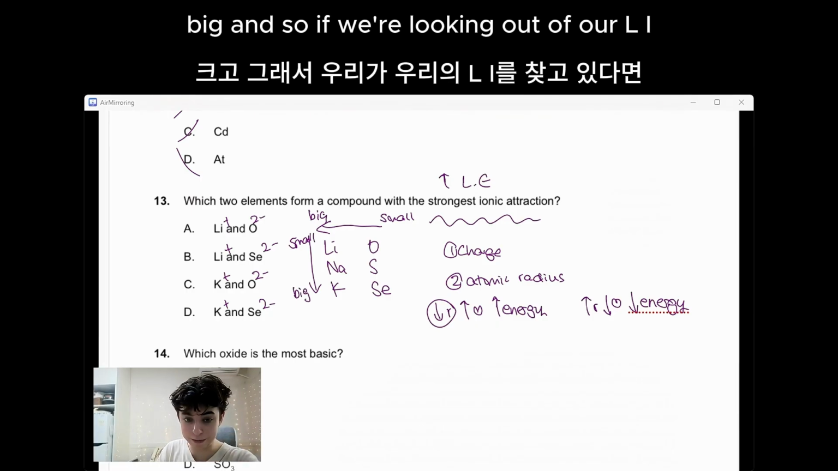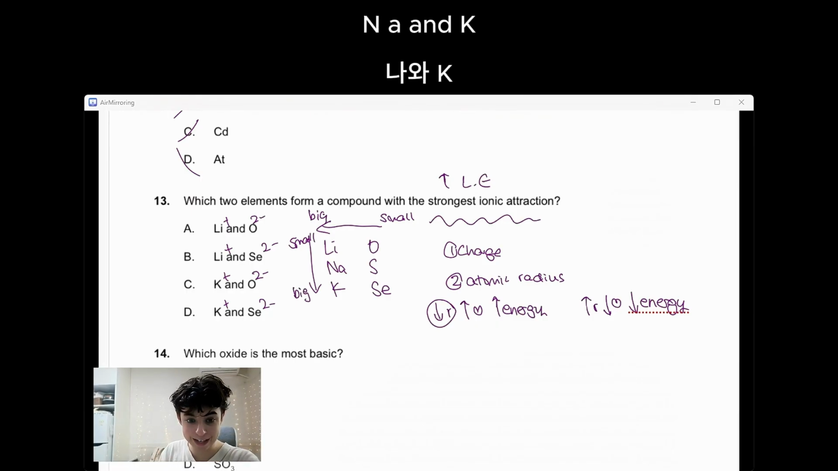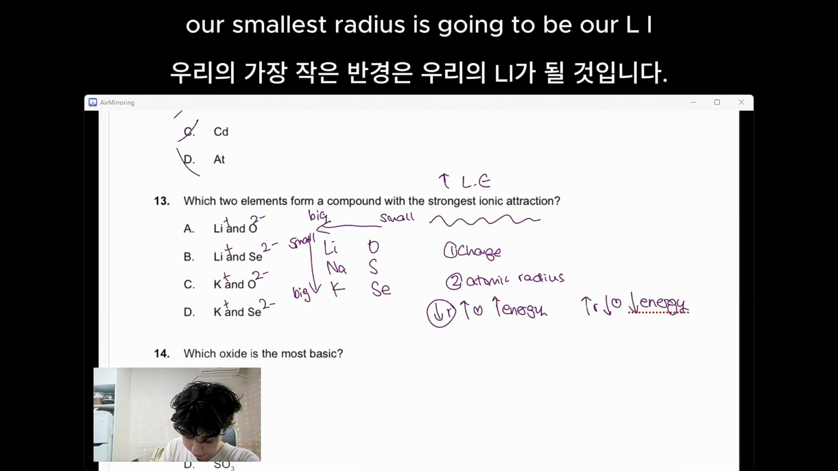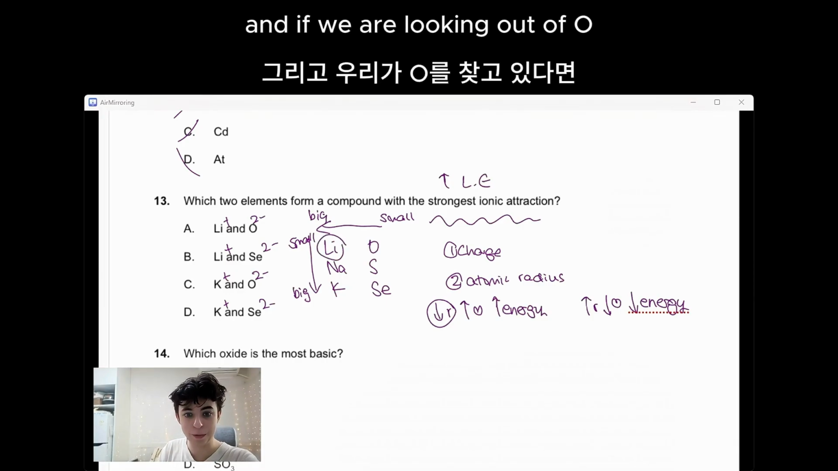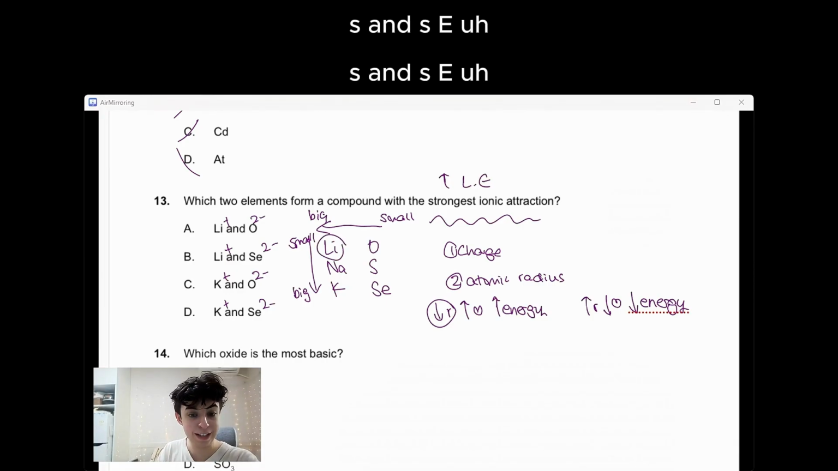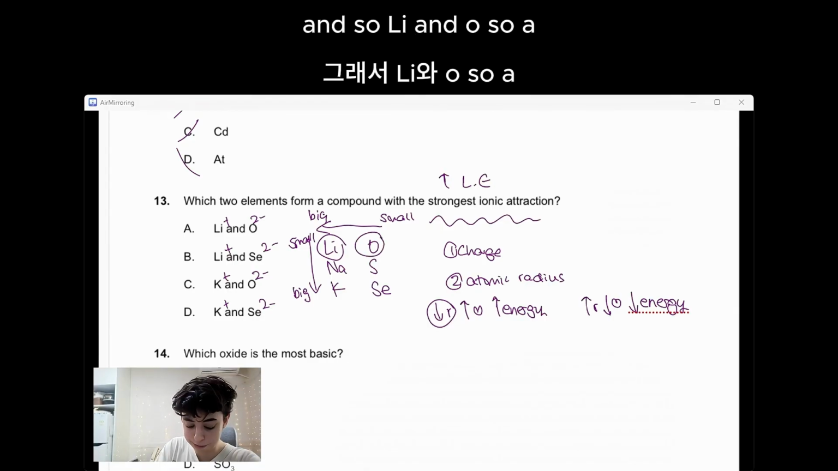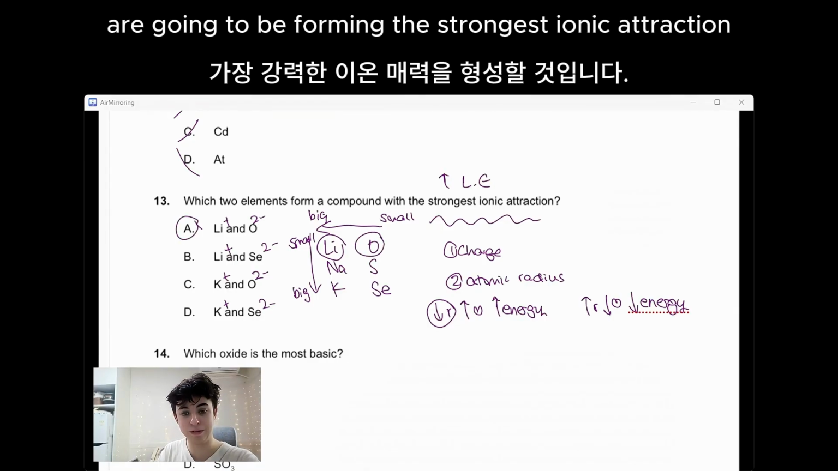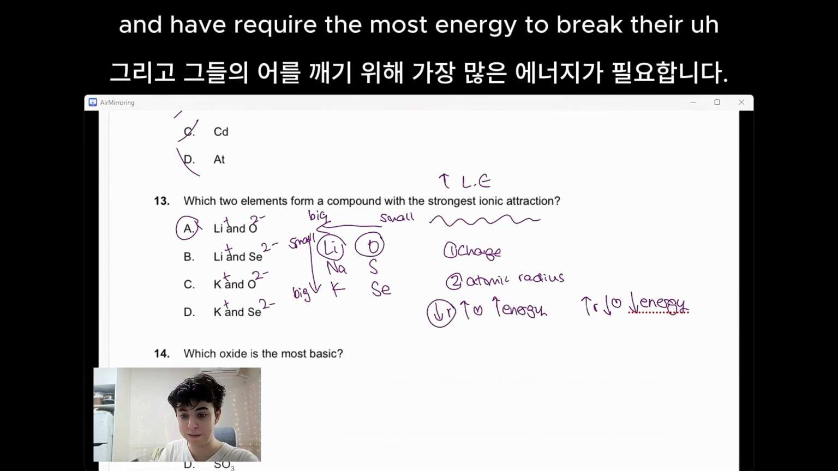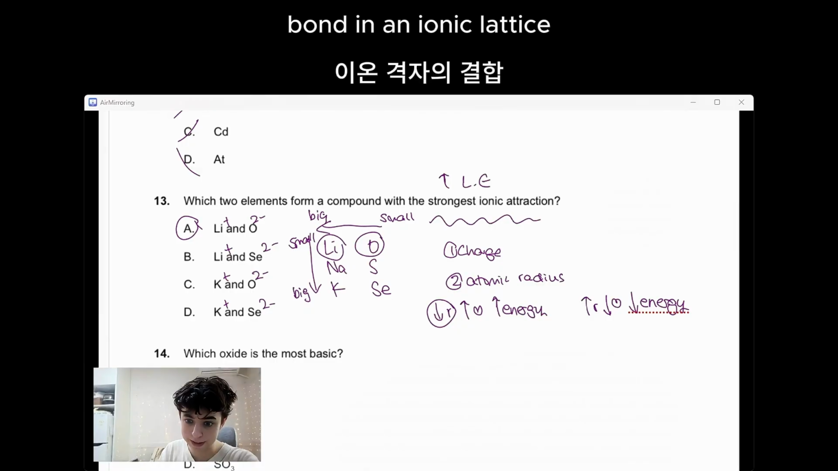And so if we're looking out of our Li, Na, and K, our smallest radius is going to be Li. And if we are looking out of O, S, and Se, O would be our smallest radius. And so Li and O, so A, are going to be forming the strongest ionic attraction and require the most energy to break their bond in an ionic lattice.